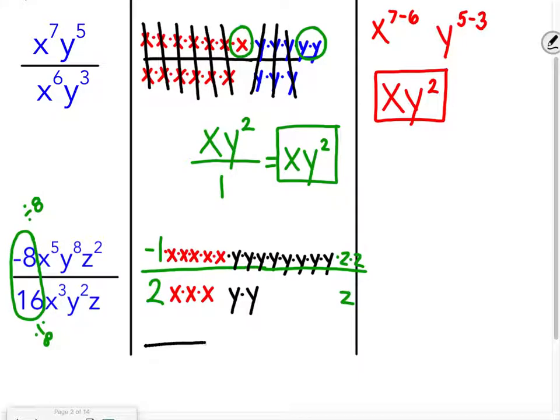So now when I simplify, I still keep it as -1 over 2. Cancel your x's, so I'm left with 2 x's on the top. Cancel my y's. I'm left with 1, 2, 3, 4, 5, 6 y's. And I am left with 1 z on the top.